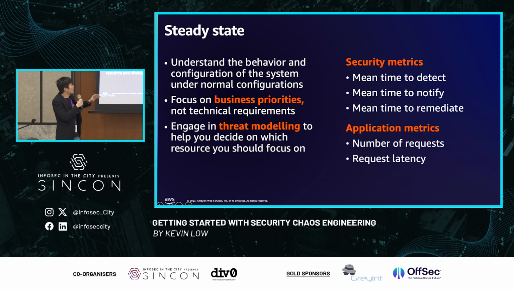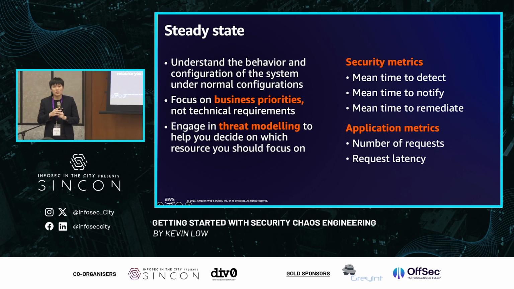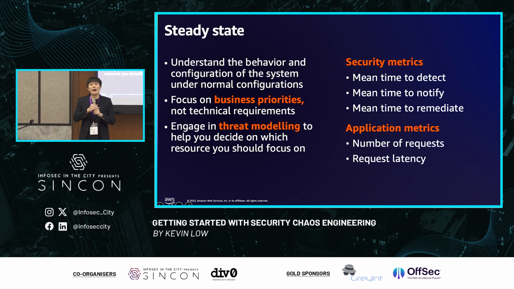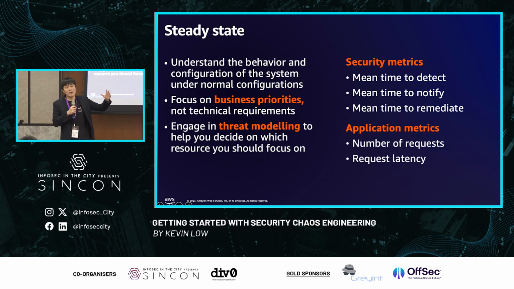Some examples of metrics include, from a security perspective, mean time to detect, mean time to notify, mean time to remediate. That's all very normal things. But more interestingly, from an application side, we have the number of requests and request latency, right? These are metrics that security teams don't often consider, but are things you've got to think about, because like in our example earlier, your security team takes down an instance and your latency spikes up, and that is not a good outcome for the business.